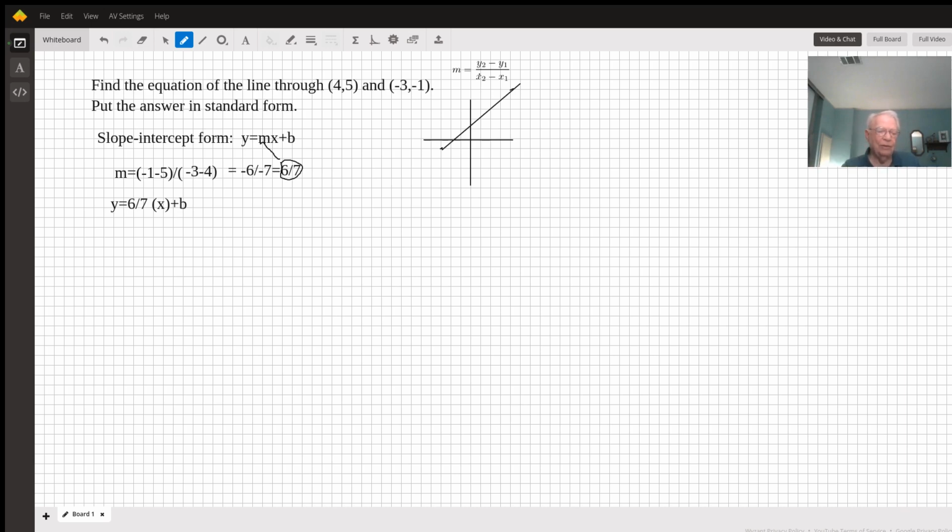Now b is the y-intercept. It's where the line crosses the y-axis. We can see in the picture here that it's somewhere between 1 and 2. And we don't know exactly what it is. What we hope is when we look at these points that one of them has come out to be the y-intercept, but it doesn't. The y-intercept has to be 0 something. And so here's what we can do. Pick one of these points. I'm going to use (4, 5) and plug it into this formula in place of x and y: 4 in place of x, and 5 in place of y.